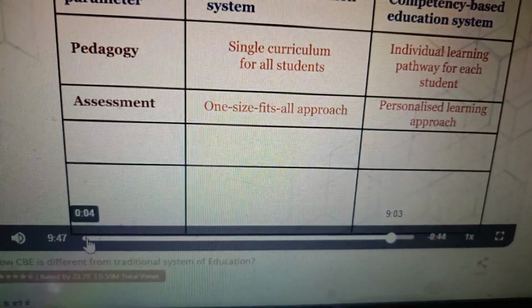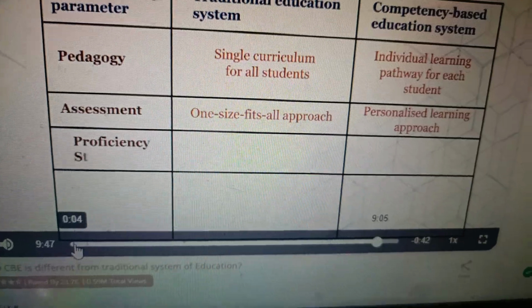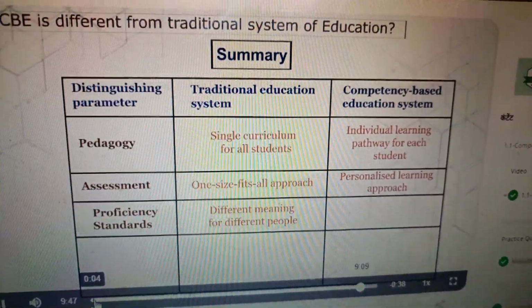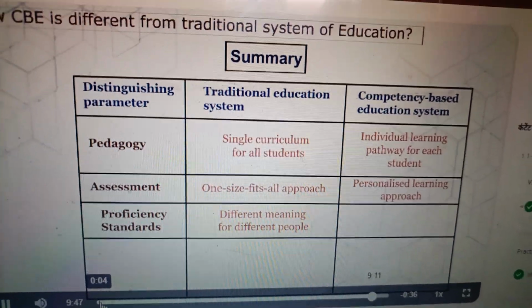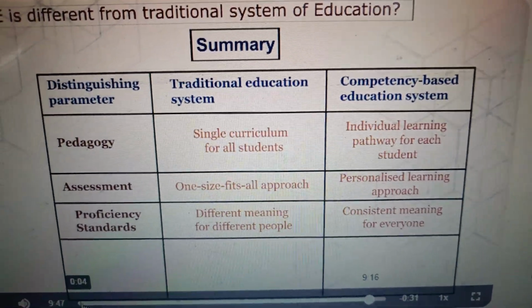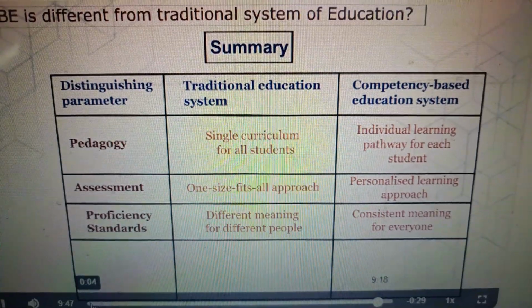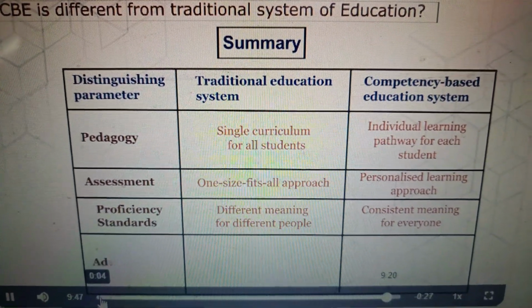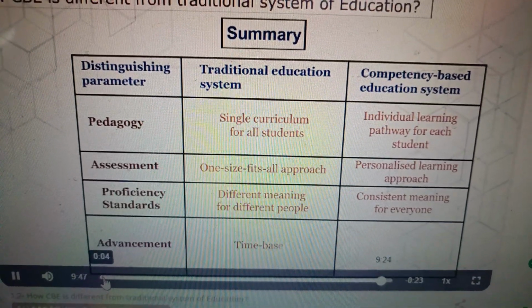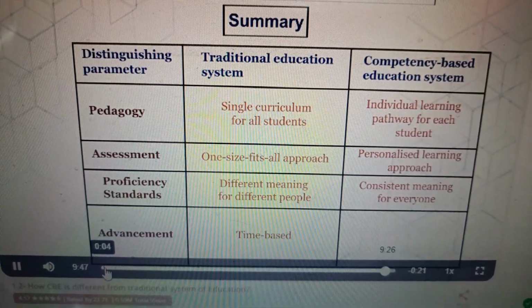The proficiency standards have different meanings for different people in the traditional system, but there is a consistent meaning of proficiency standards for everyone in the competency-based system. Lastly, the advancement in the traditional education system is time-based, whereas in CBE, it is learning-based.